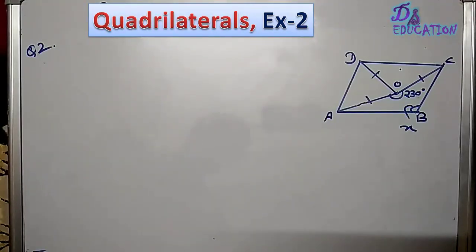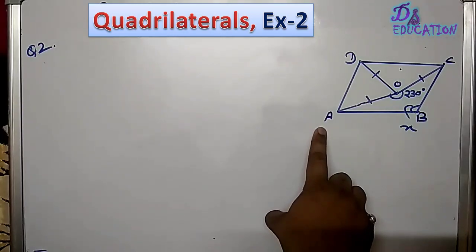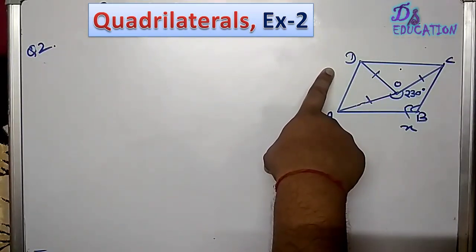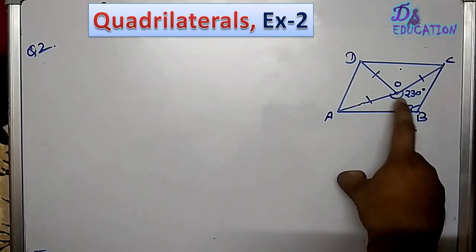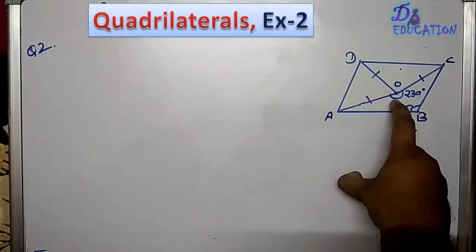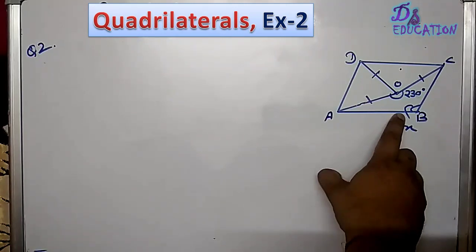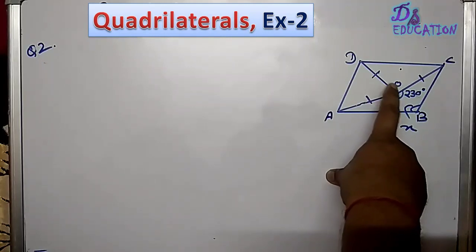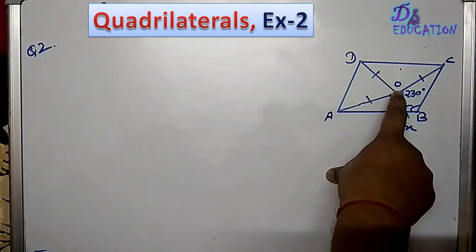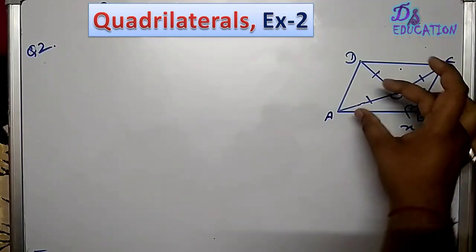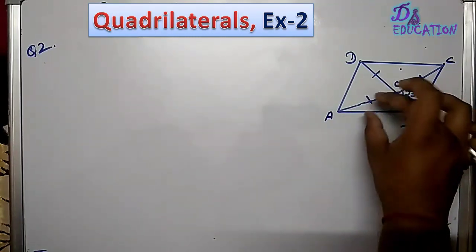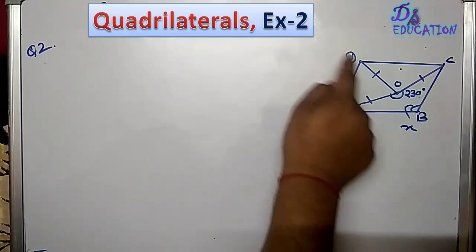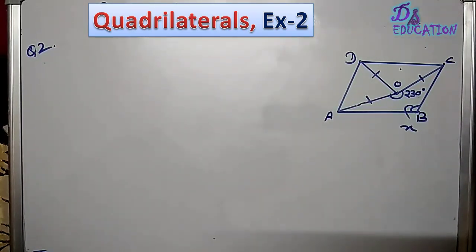Now moving to the next question, children. Here the figure given is ABCD. It's a parallelogram in which the outer angle AOC is given as 230 degree, and we have to find the value of X. One more hint has been given: AO is equal to DO and DO is equal to OC. So these are two different triangles, that is AOD and DOC. We will use the properties of triangles over here to solve this question. So let us start now.